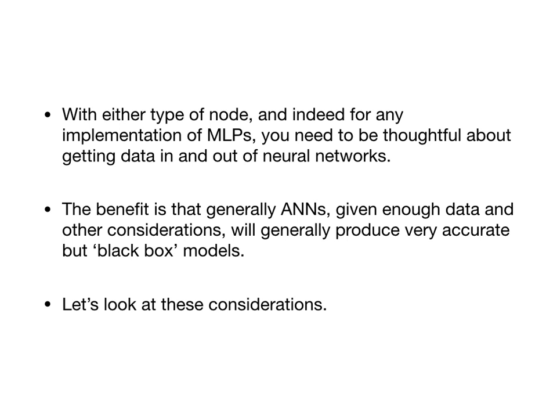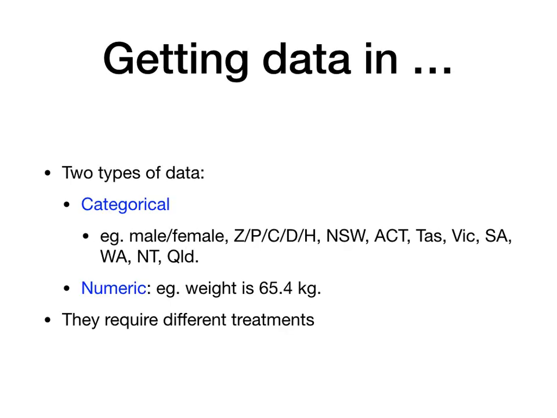So with either type of node, either the Weka one or the RProp, you need to be thoughtful about how you get the data in and out of the neural network. The benefit is that generally with artificial neural networks, given enough data and other considerations, they'll generally produce fairly accurate models, but of course they're black box. You can't see how it solved the problem. So let's look at some of these considerations.